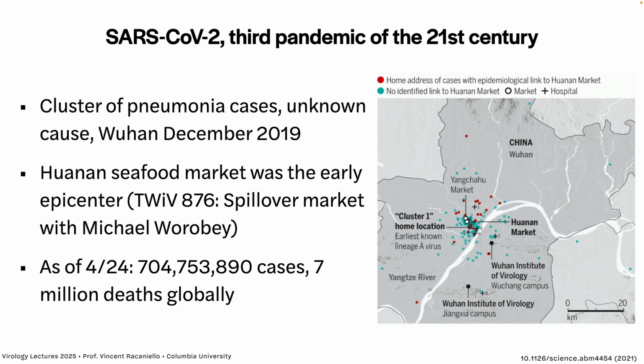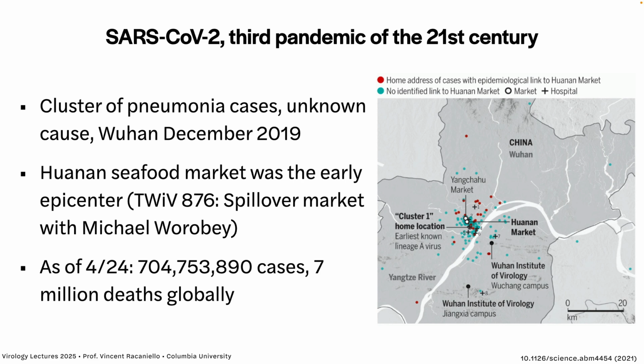It is across the river from the Wuhan Institute of Virology here. And this was the early epicenter of the outbreak. All these dots are cases early on in 2019. You can see they're clustering around the Huanan market. And there are two different lineages that have merged, so two different spillovers from animals to humans. And we'll look at that in more detail next time.